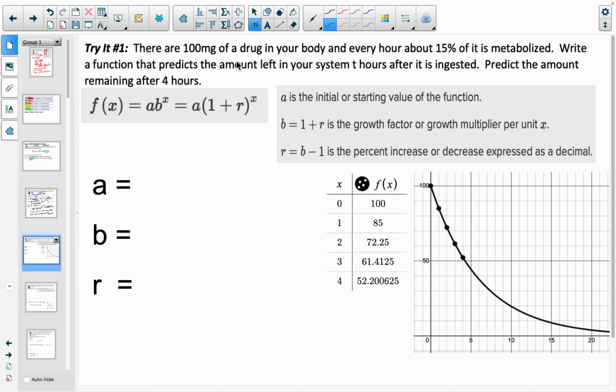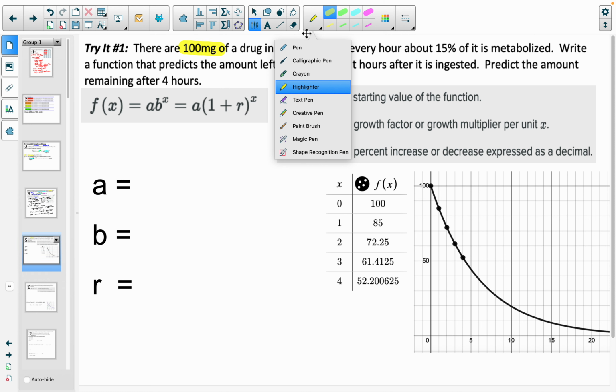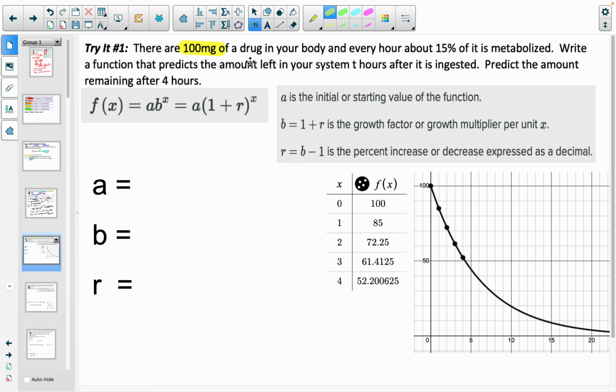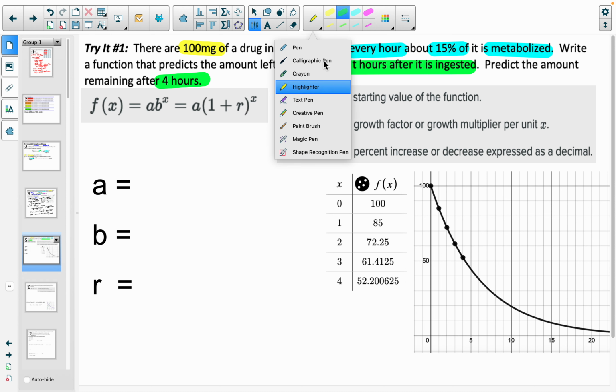Let's look at another one here. So it says we have 100 milligrams of drug in our body. So that's what we're starting with. Sometimes you have to really sort of dig to figure out what the pieces are here. So we start with 100 milligrams and every hour, 15% is metabolized. So we always want to figure out, is the starting amount growing or getting smaller? So if it's metabolized, we have less and less as time goes on of that drug in our body. And we're measuring that in T hours since it's ingested. And we want to predict how much we have after 4 hours. So whenever it says predict, it means we want to first write the general model.